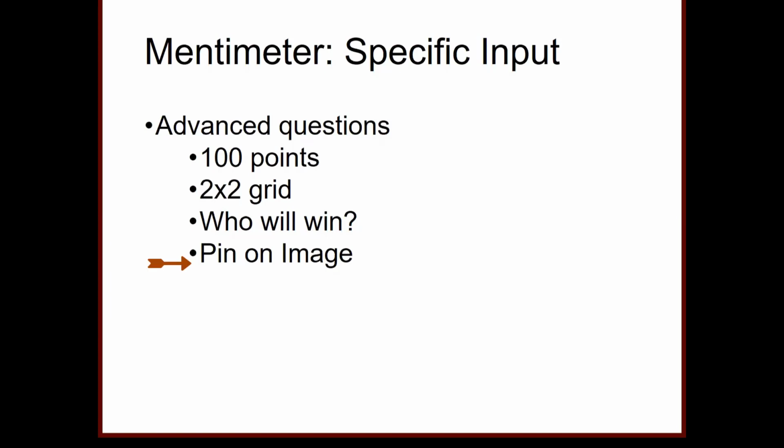And then pin on image. With pin on image, you will present an image and the participants will drop a pin to give their response to the question. So for example, you might put up an image of a map and you can say, drop a pin and maybe show me where you're from or show me where you live now, that kind of thing. So the pin on image is them responding by dropping a pin on an image.